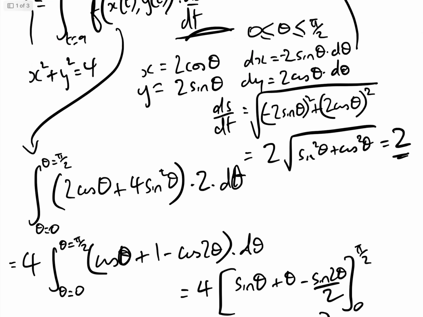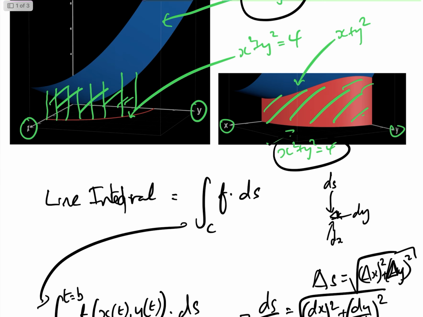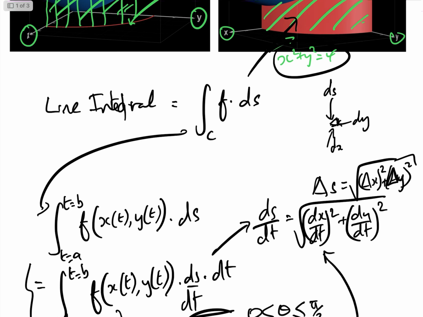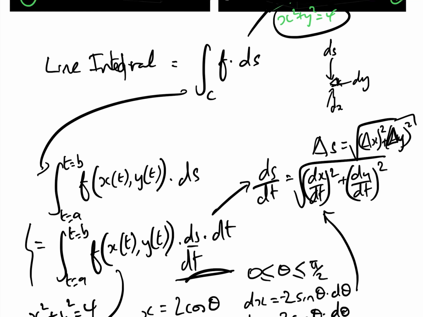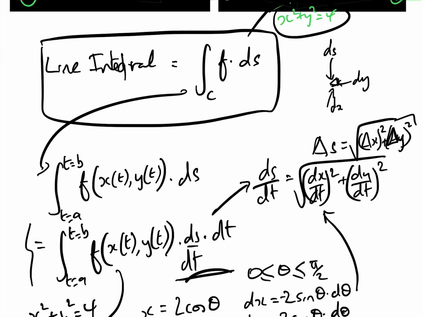So basically the area of the vertical fence here in red is 4 plus 2 pi. And we get that basically from the line integral here.